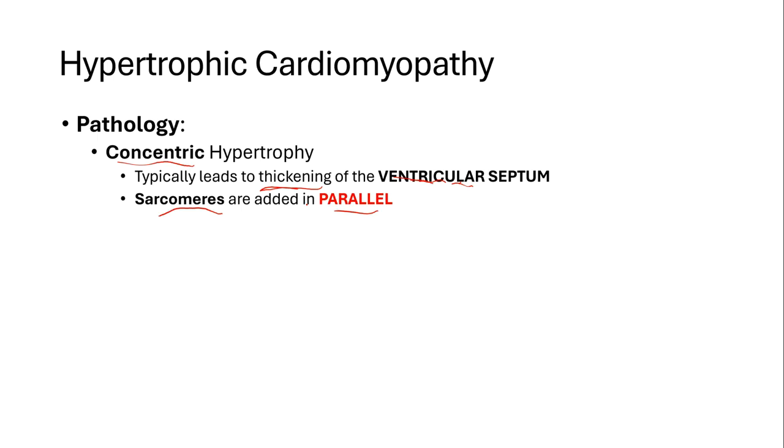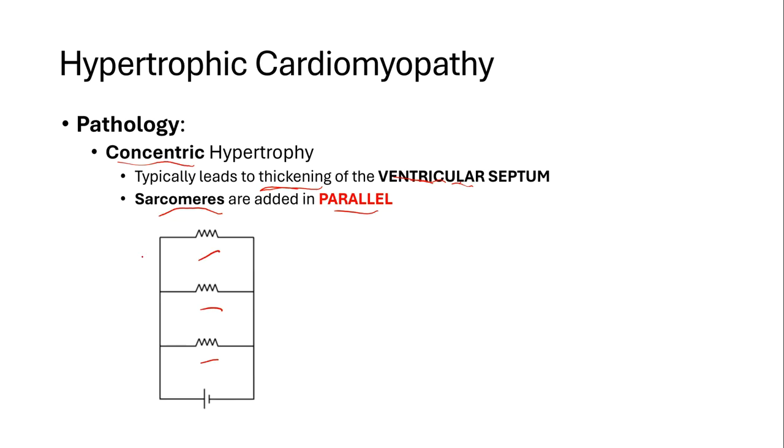If you remember back to your undergrad days, you learn two different types of circuits: a parallel circuit and a series circuit. Remember that the cardiac system is an electrical system, or an electrical circuit. Thus, if sarcomeres are being added in parallel, that means that they are forming a parallel circuit. This is a demonstration of what a parallel circuit looks like. Notice how these layers are being stacked right on top of one another.